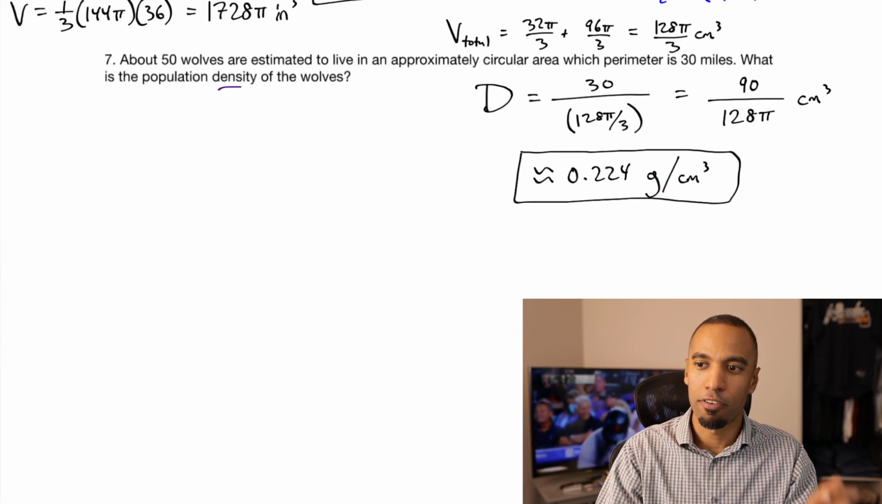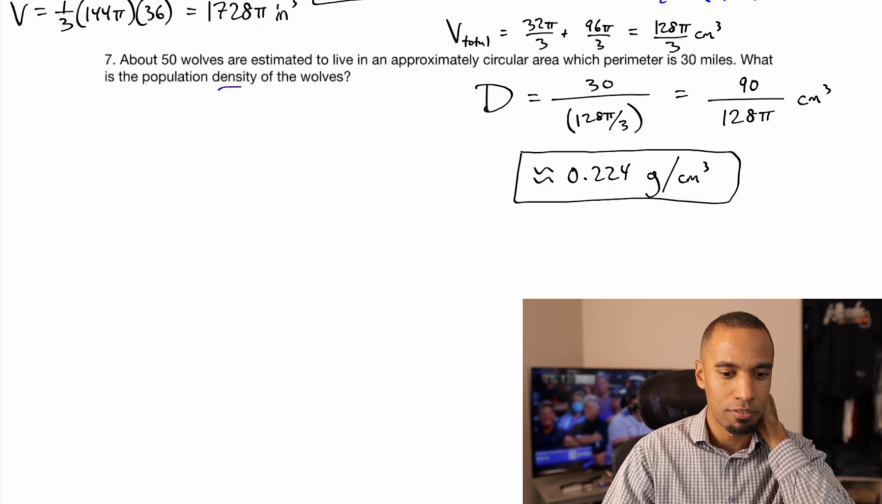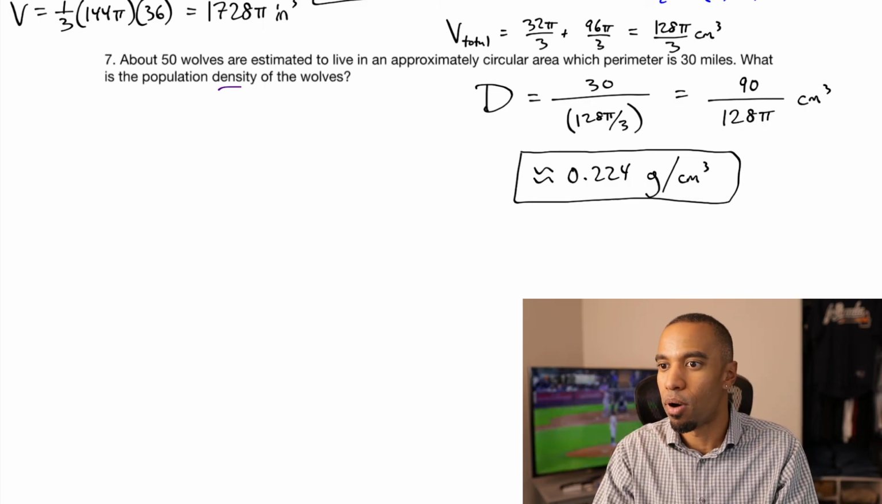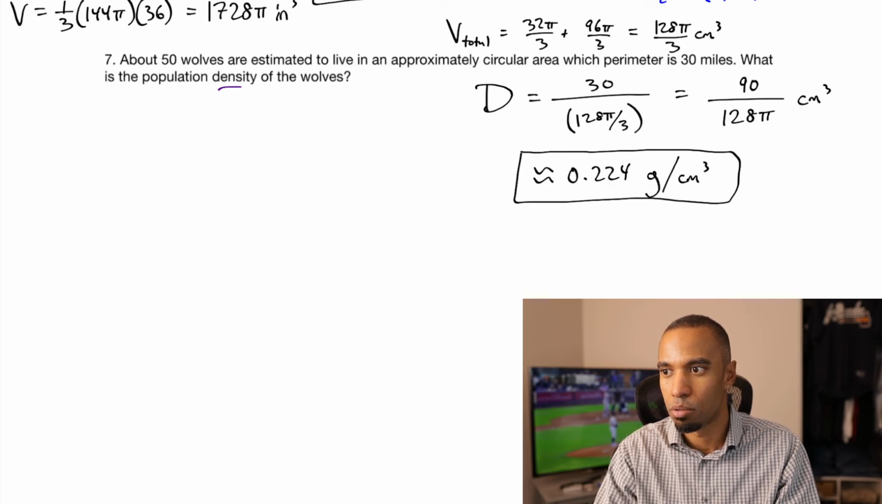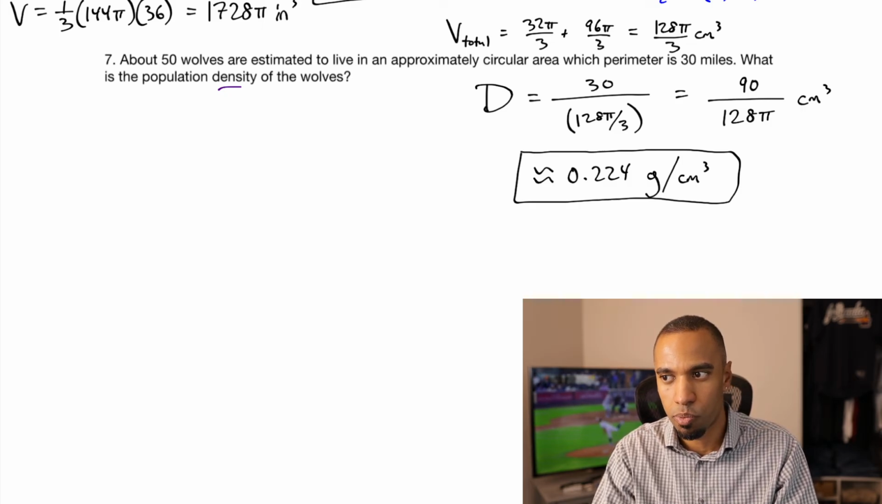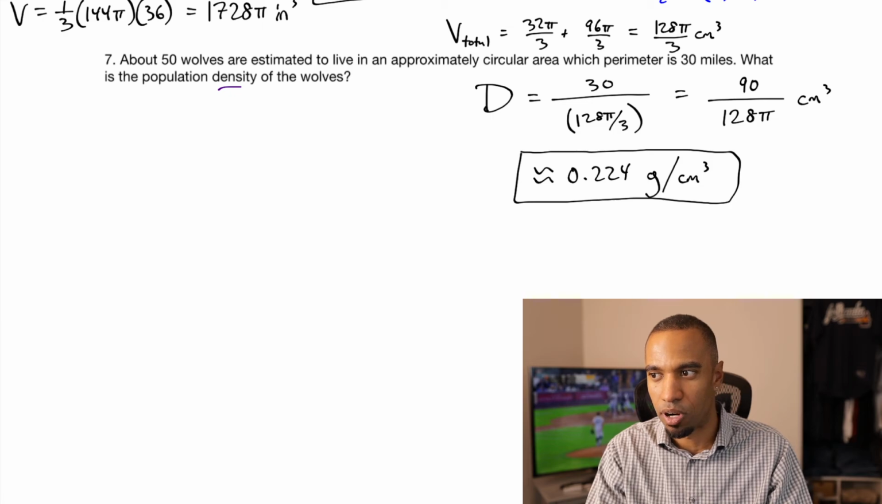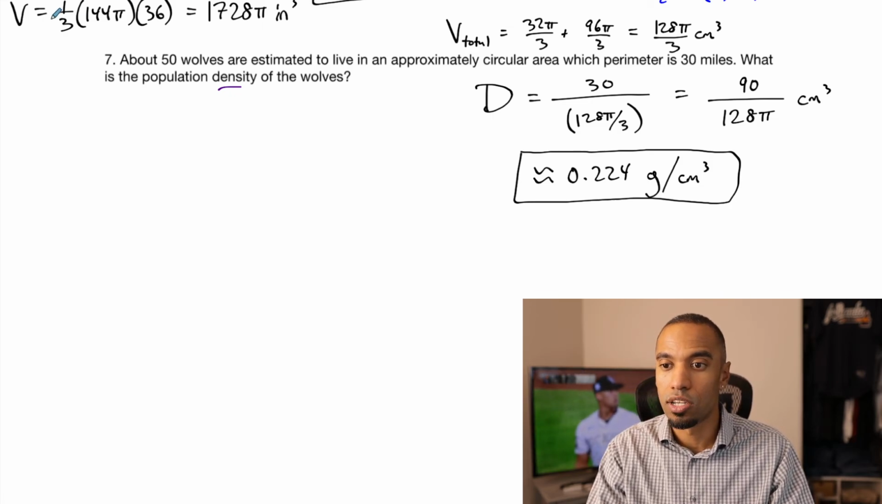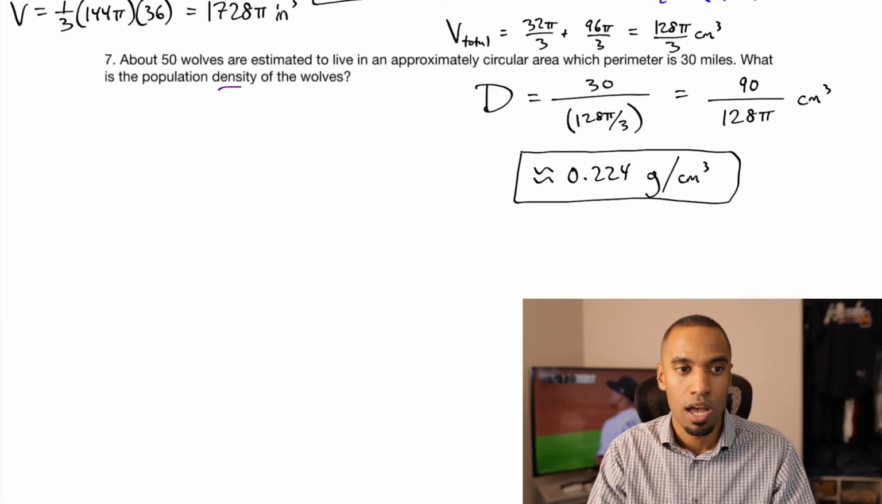Number 7. About 50 wolves are estimated to live in an approximately circular area which has a perimeter of 30 miles. What is the population density of the wolves?